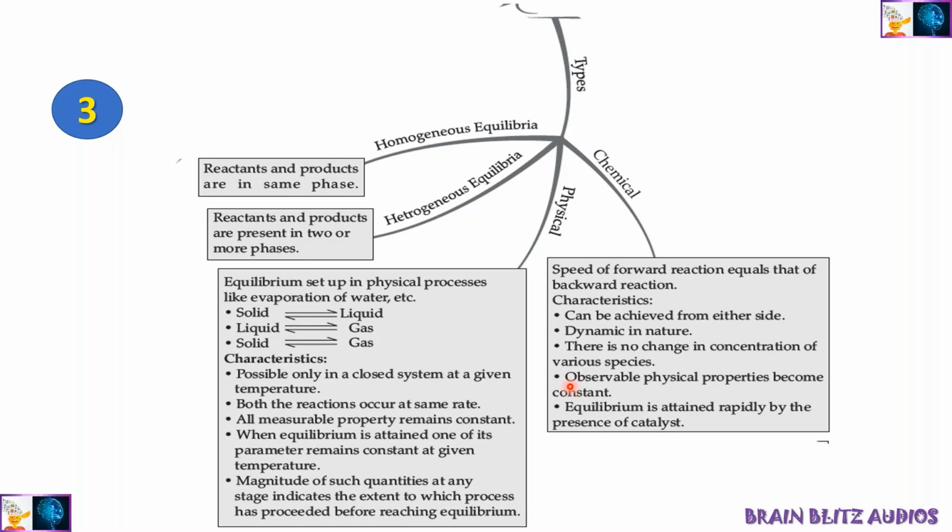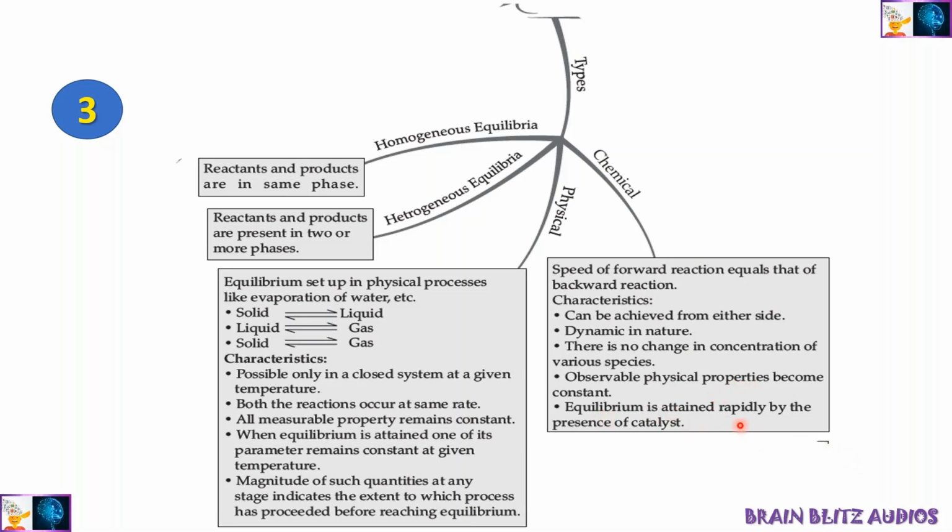The next point states that observable physical properties become constant. So this is with regard to properties such as pressure, temperature, volume, etc. These are physical properties. So when we have a chemical reaction in chemical equilibrium, these properties would remain constant.